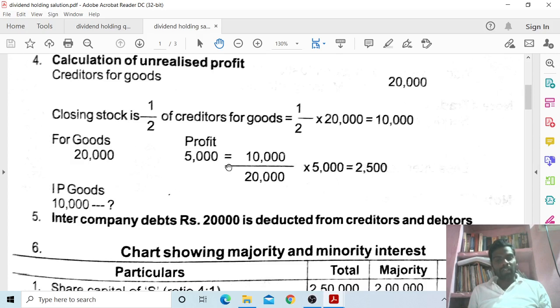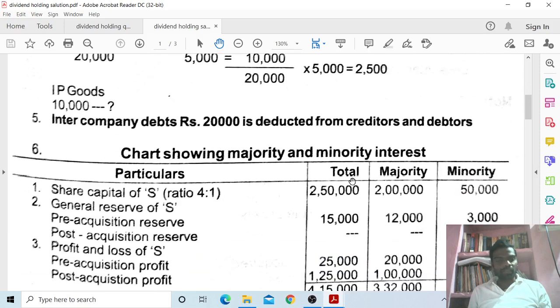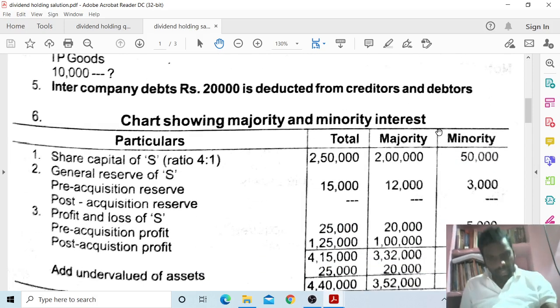So 20,000 is equal to 5,000. So 10,000 is equal to question mark. So by cross multiplication, 10,000 into 5,000 divided by 20,000, you have to take 2,500 unrealized profit. So intercompany debts of rupees 20,000 is deducted from creditors and debtors. So this is the major aspect of the problem.